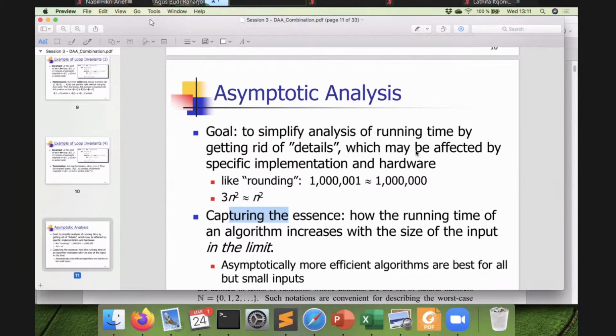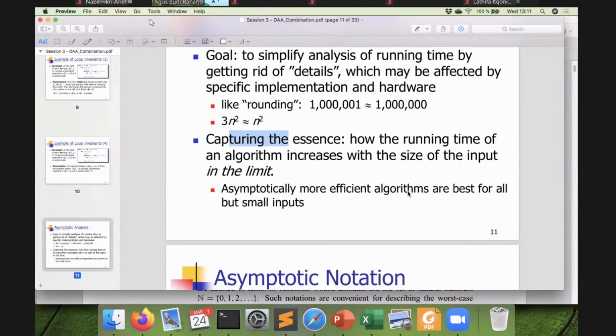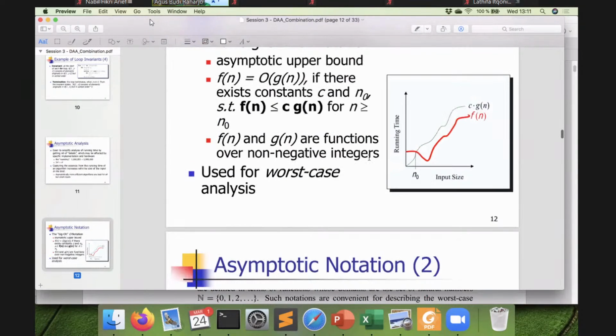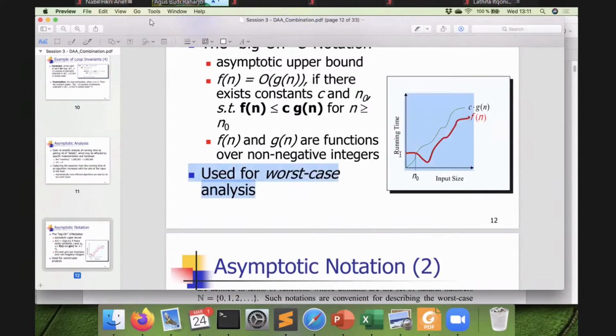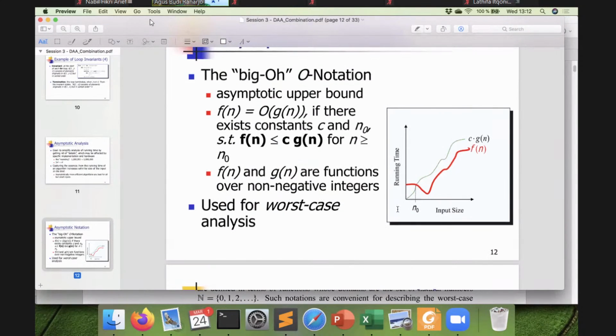Okay. So the purpose of asymptotic analysis is to capture the essence, the running time, to measure how the running time of an algorithm increases with the size of input in the limit. Asymptotically more efficient algorithms are best for all but small input. So best for all except small input. The definition of small input: 1, 2, 3, well, I don't know what the limit is. It depends on the function, actually.